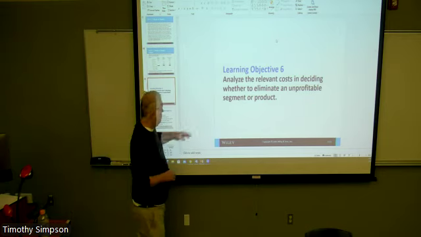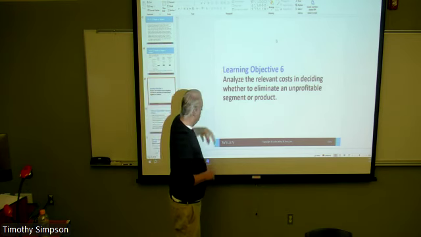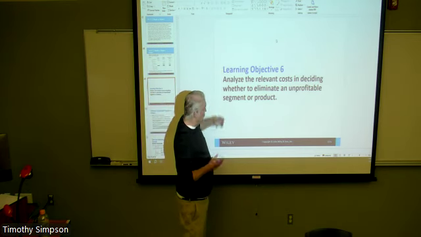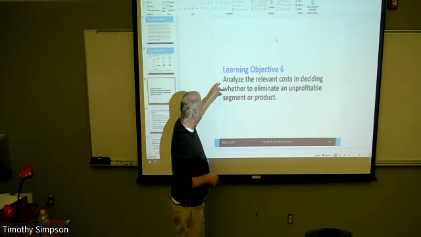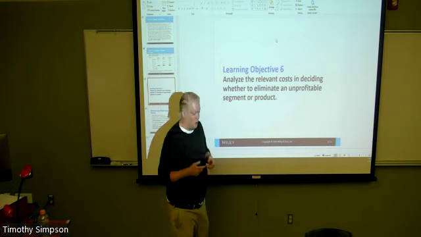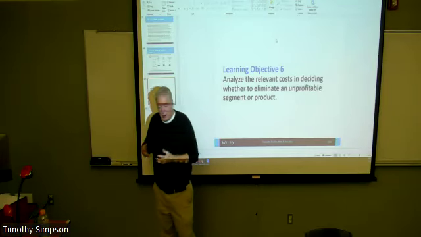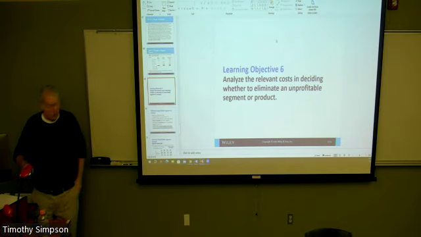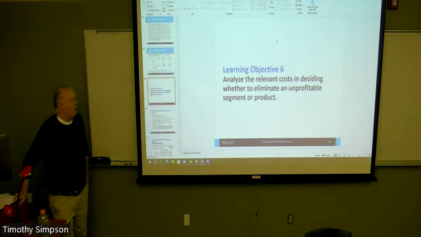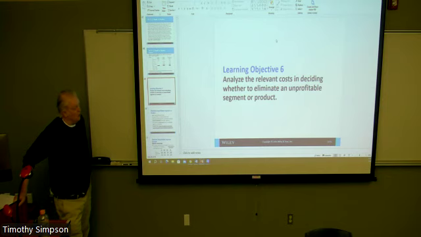And so I want to get into the final bit here, the final learning objective. And that is what I think is really the build up to a lot of what we're doing here. And that's taking the idea of analyzing the relevant costs. There are those costs which could change as a result of a decision that may be different than what the present state is, and deciding whether or not we keep on doing what we're doing or we eliminate an unprofitable segment or product.